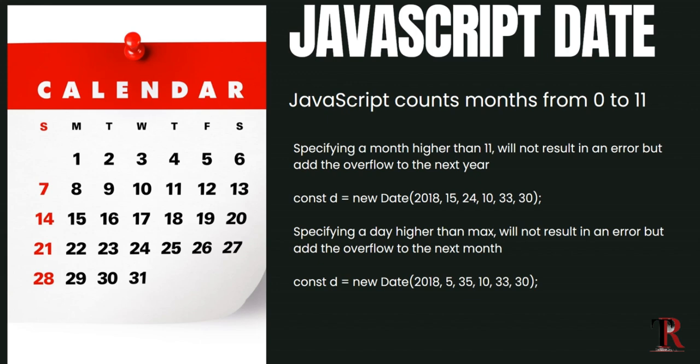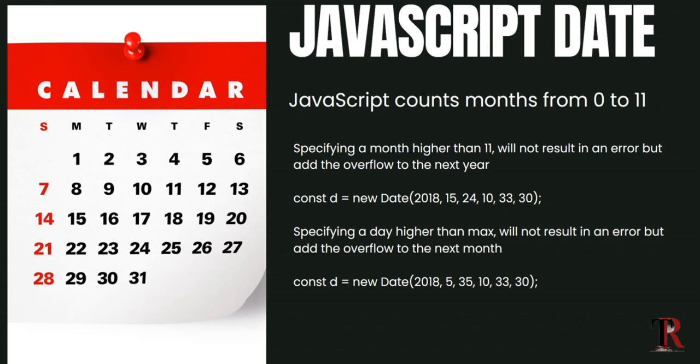Now, specifying a month higher than 11 will not result in an error, but will add the overflow to the next year. So if you are working with a date object, and maybe you forget, or it's just for testing purposes, and you mistakenly specify a month that is higher than 11, which is December represented by 11 in JavaScript, it will not result in an error, but instead it will add that overflow to the next year.